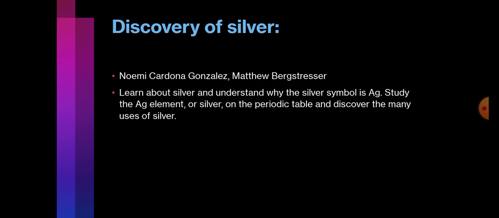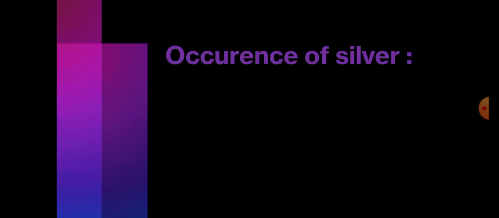Discovery of silver. Naomi Cardona Gonzalez and Matthew learn about silver and understand why the silver symbol is Ag. Study the Ag element, or silver, on the periodic table and discover the many uses of silver.